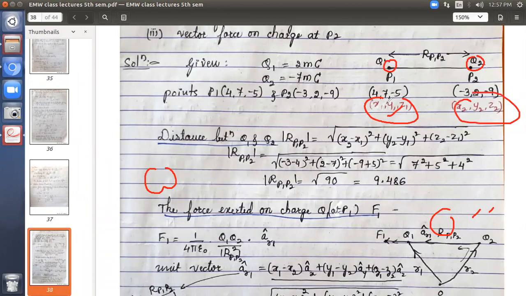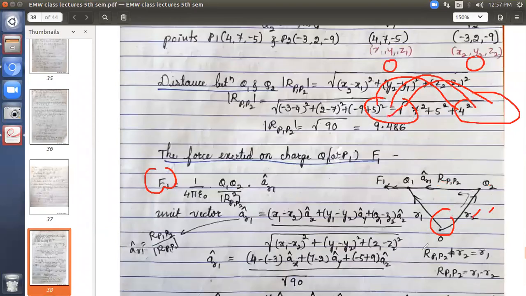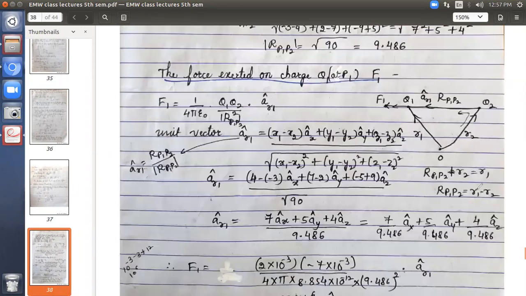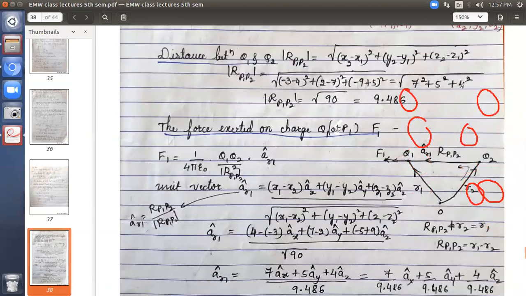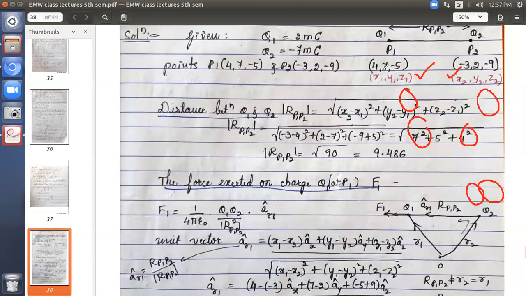So R1 minus R2 means x1 minus x2, y1 minus y2, z1 minus z2. Because the suffix says, observe, the R1 position points are to be subtracted by the R2 position points. R1 is the distance for Q1, and R2 is the distance for Q2. And the Q1 and Q2 points we have already seen here in general. You can directly subtract, no issues, but I'm generalizing things so that for any kind of problem, you can apply this general rule.